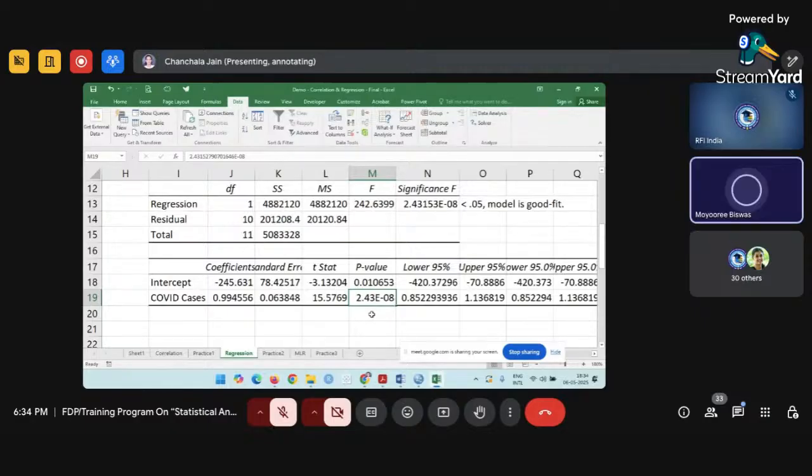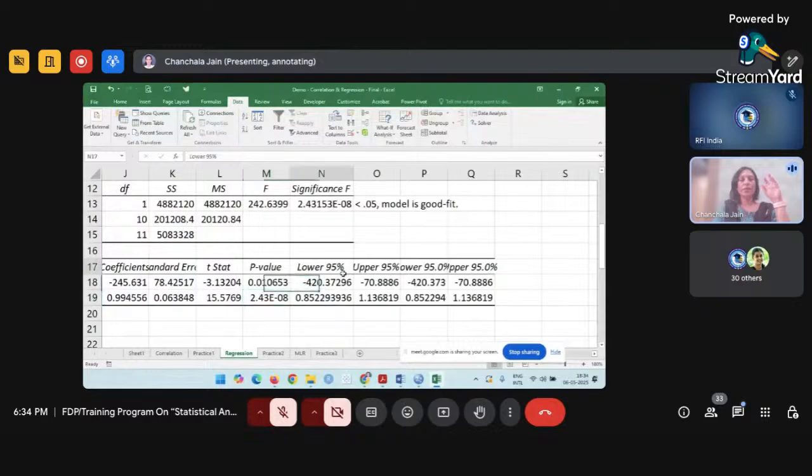Yes, ma'am. Less than T stat. Yes, that means significant. Thank you, ma'am. So both are less than 0.05. So we can comment that these two are significantly contributing to your dependent variable, right?